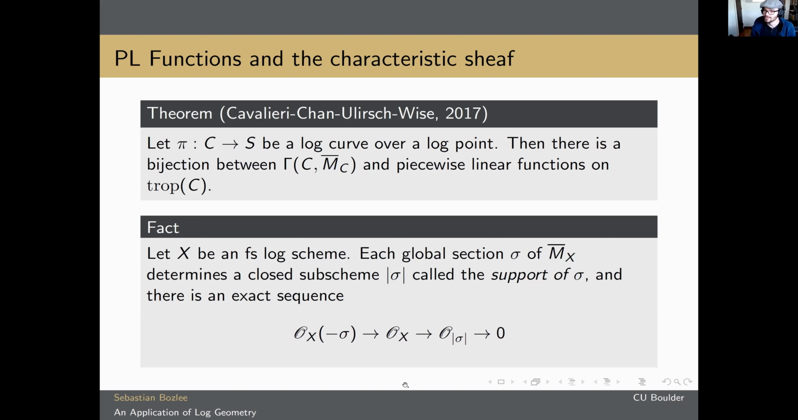There's a second fact that's important here, which is whenever we have something from the characteristic sheaf, we get an associated closed subscheme. So we can use these piecewise linear functions to cut out subcurves of our families of curves. So whenever we have a section of our characteristic monoid, we get a closed subscheme, which we'll call the support. And for the experts, there's an exact sequence here. And this should remind you of the sheaf associated to a Cartier divisor.